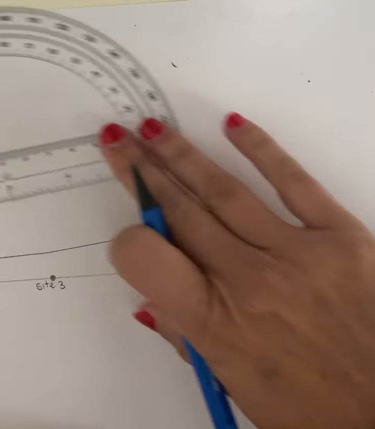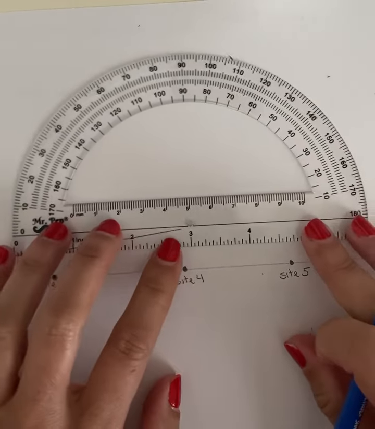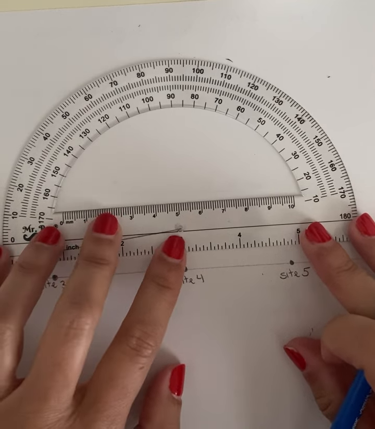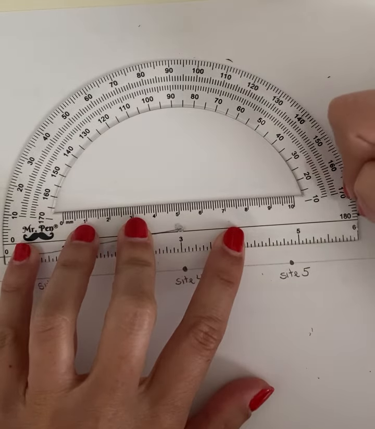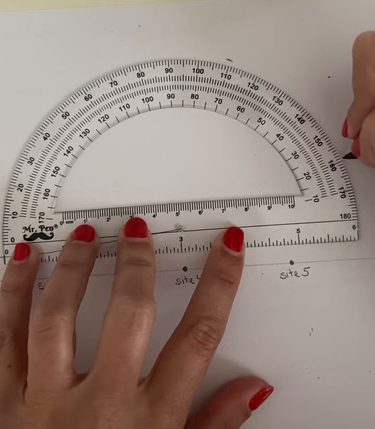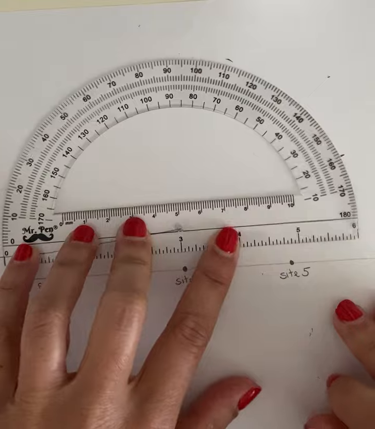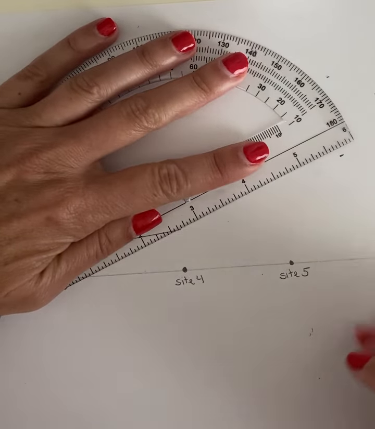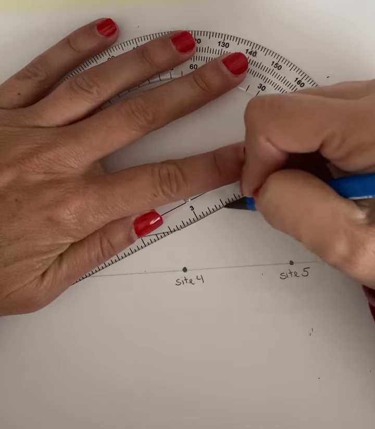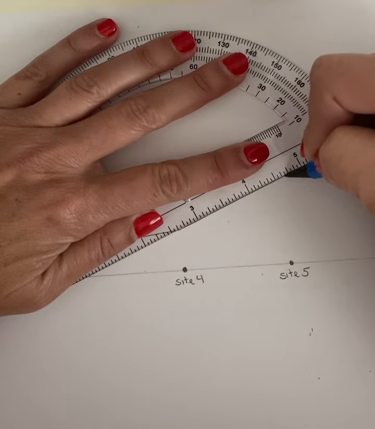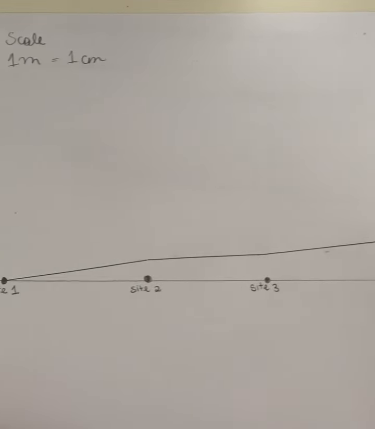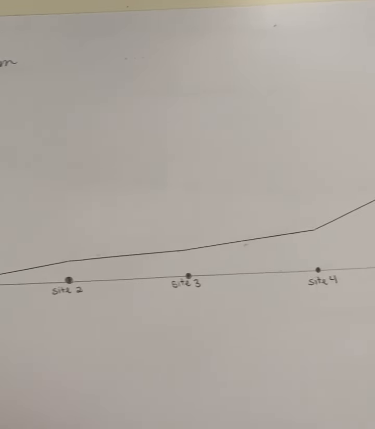And it was at an angle of 21.6 degrees. So I've got to measure that angle. It's 20, 21 and a little bit, 21.6. So now I draw my angle. And that's my beach profile.